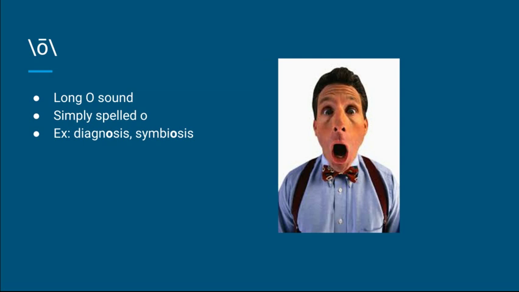Next, we have the long O sound. The long O sound is simply spelled O. So if you're noticing a recurring theme, all of the long vowel sounds are spelled simply with that vowel. So the long A sound is spelled with A, the long E sound is spelled with E, the long I sound is spelled with I, and the long O sound is spelled with O.